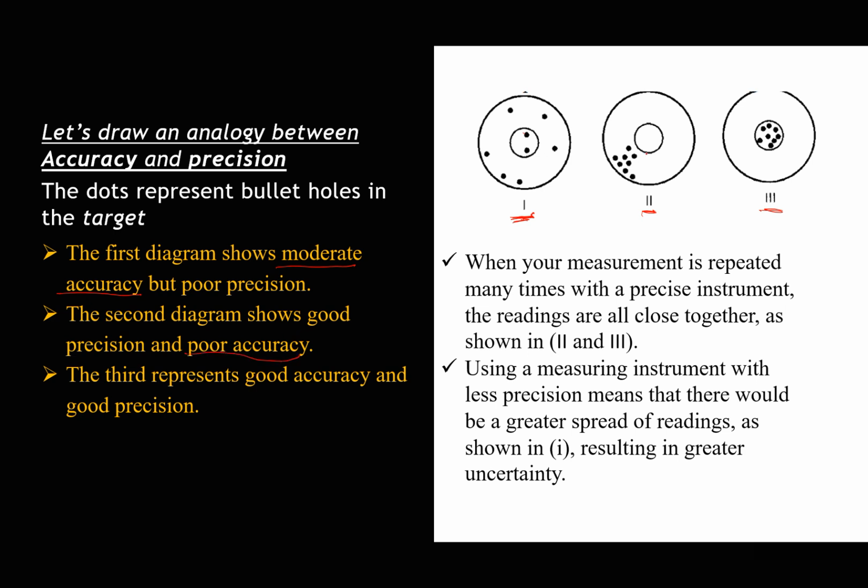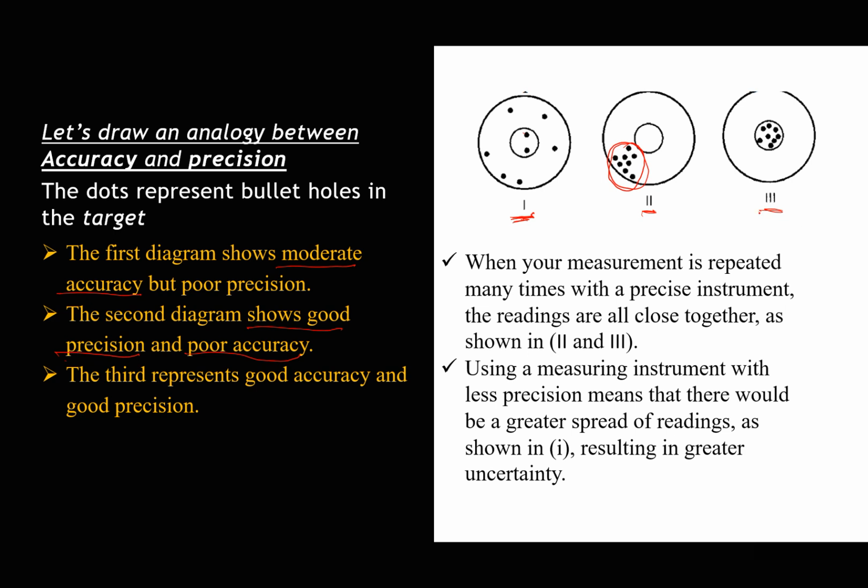But then you will notice that these bullets are hitting almost the same point. Although they are not in the target, they are close to each other. Then this takes us back to precision. We say the values can be close to each other even when they are not accurate. The bullets have hit spots close to each other even when they have not hit the target. So in part 2, we say precision is good, but accuracy is actually poor.